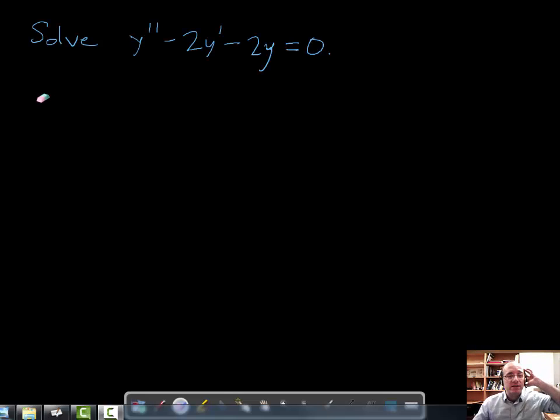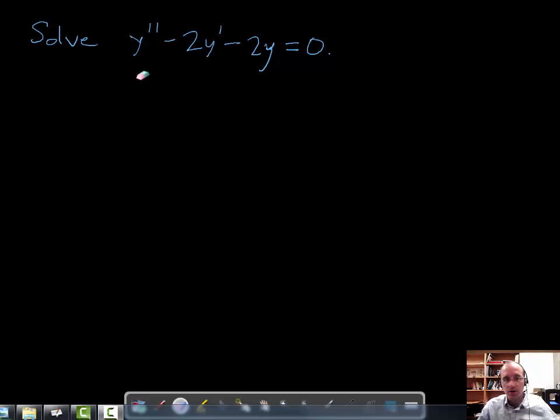In this problem, we've been asked to solve y double prime minus 2y prime minus 2y equals 0. This is a second order linear differential equation with constant coefficients, and it's a homogeneous differential equation. So that means that we can use the characteristic equation approach to come up with our answer.